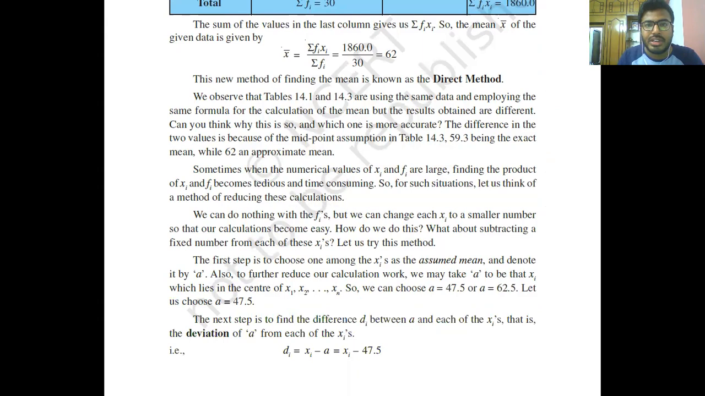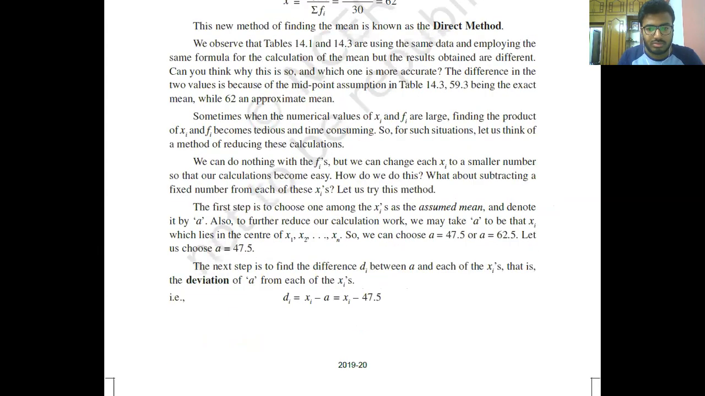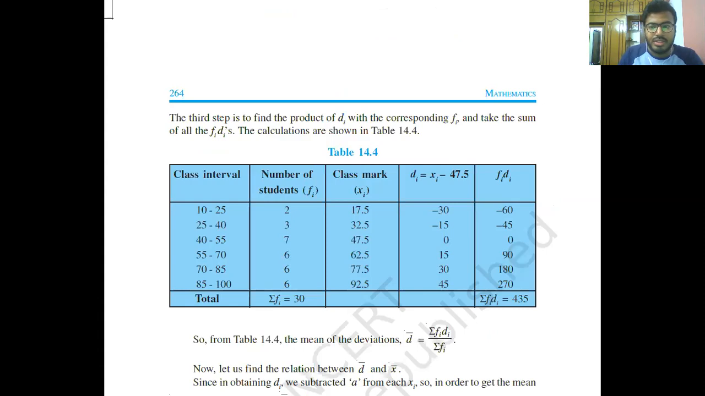In the assumed mean method, you have to create a deviation. There is one new term, that is deviation. The class interval is the same, the number of students is the same, the class mark is also the same. Now in the assumed mean method, you have to assume one value as the mean. In the class mark, you can take any one as the assumed mean. Here they have taken the middle one, 47.5, and marked it as A. 47.5 equals A.